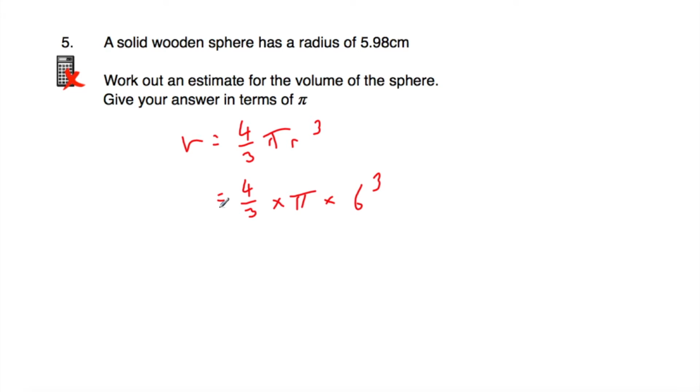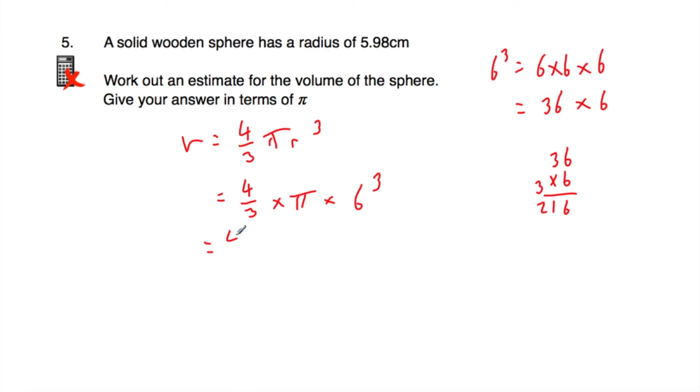Okay, so we're now going to work this out and give our answer in terms of pi. I'm going to need to work out the 6 cubed to begin with. So 6 cubed is 6 multiplied by 6 multiplied by 6. Now 6 times 6 is 36, so that's going to be 36 multiplied by 6. To work this out, I'm going to use my column multiplication, 36 multiplied by 6. 6 times 6 is 36, so let's put our 6 down and carry the 3. And 6 times 3 is 18, plus 3 is 21. So that's going to be 216. So 6 cubed is 216.